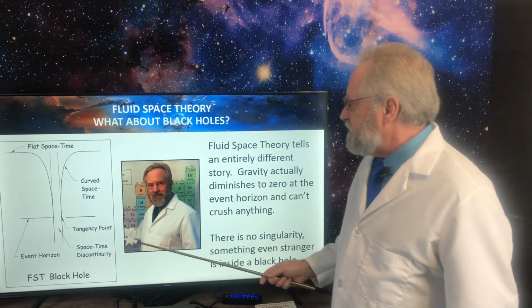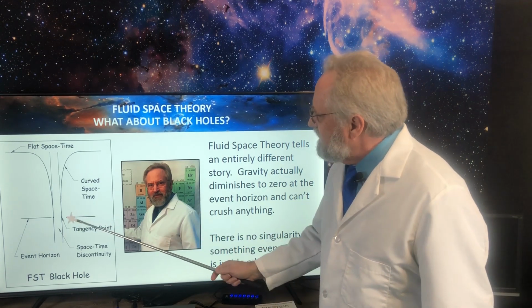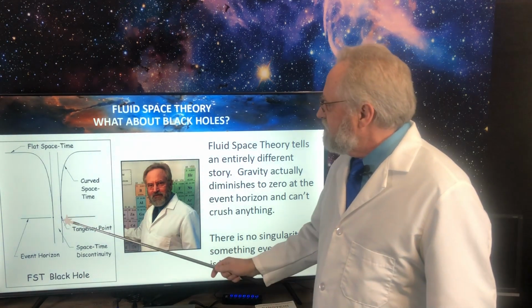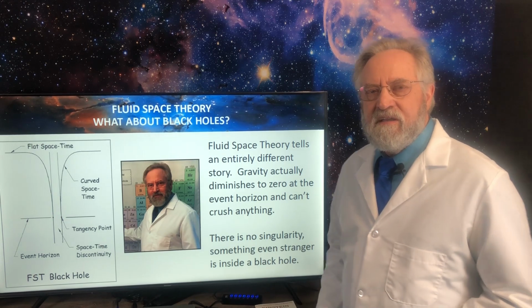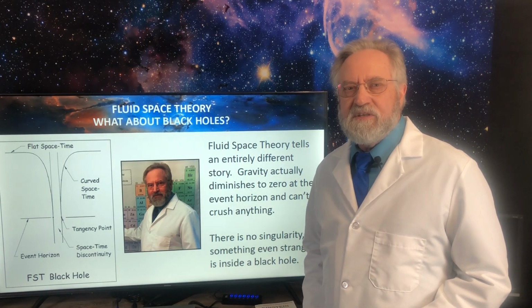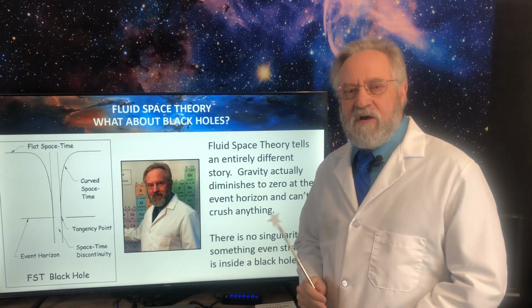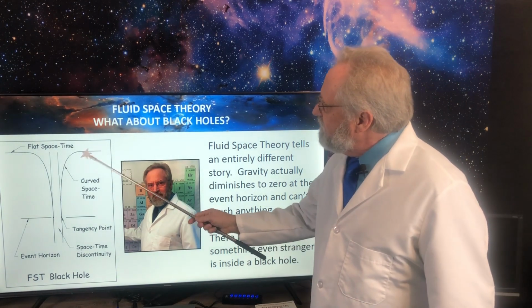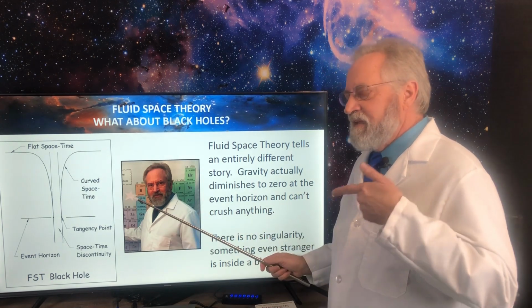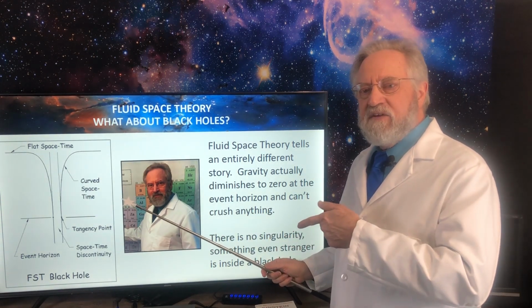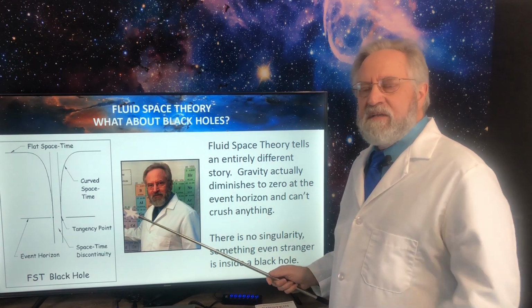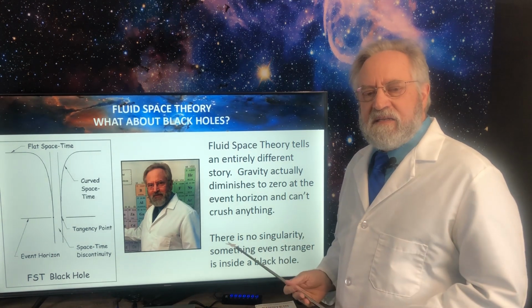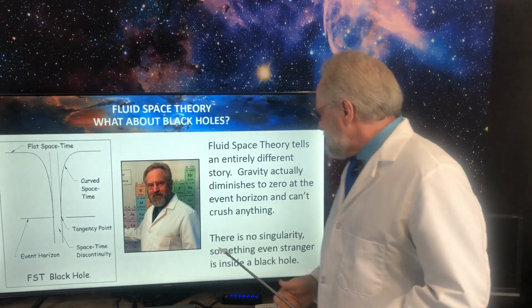So what fluid space theory shows is that space-time doesn't extend beyond the event horizon. There's a space-time discontinuity. And this is quite a bit different concept from a singularity, but it's almost even stranger. Because what you have is an infinite corridor of space-time leading inward that actually doesn't go anywhere. It never gets beyond the Schwarzschild radius, and you have a spherical domain that is not part of our universe.